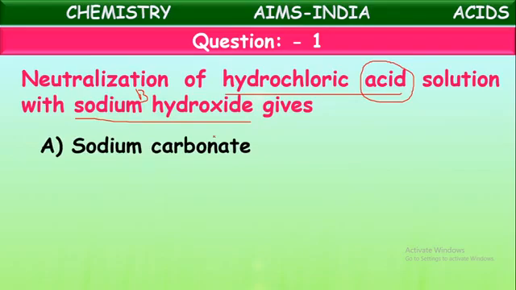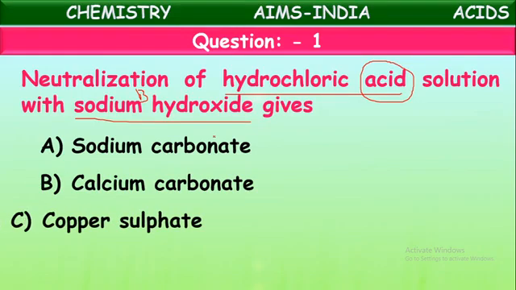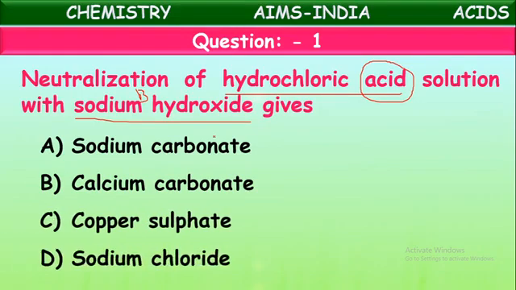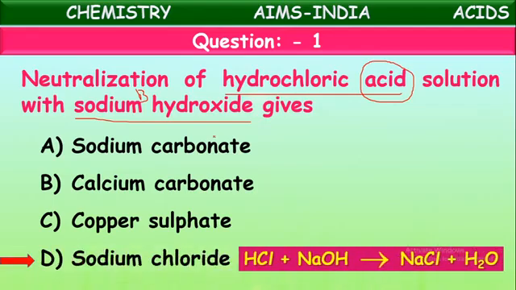What options have they given? Let us see first. Sodium carbonate, calcium carbonate, copper sulfate, sodium chloride. Which is given when hydrochloric acid reacts with sodium hydroxide, children? Yes, the salt formed is sodium chloride. We can see the reaction here. When hydrochloric acid reacts with sodium hydroxide, they form sodium chloride salt along with water. So this is sodium chloride. Okay, next question.